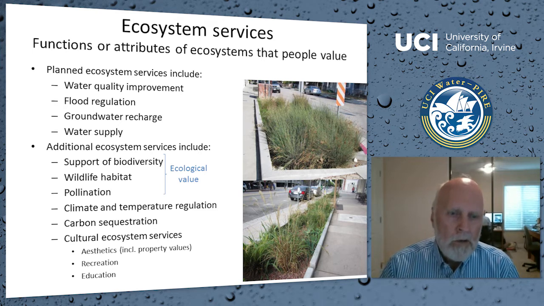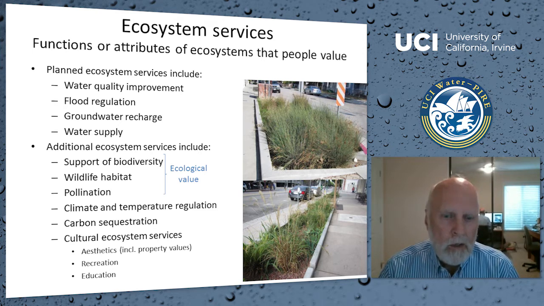But we have all these other ecosystem services that they likely provide to a greater or lesser extent. We have a series of services that are related to the ecological values I just talked about, so supportive biodiversity, wildlife habitat, pollination. Also things like climate and temperature regulation, which I think especially in urban settings might be a very important feature. Carbon sequestration, and then a set of cultural ecosystem services.